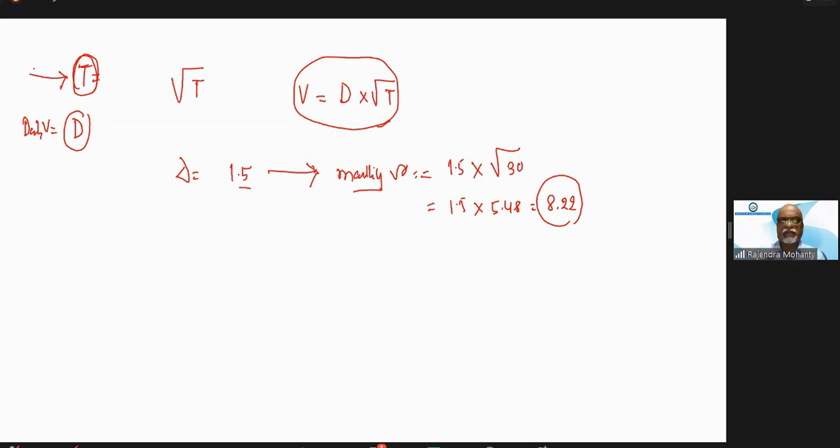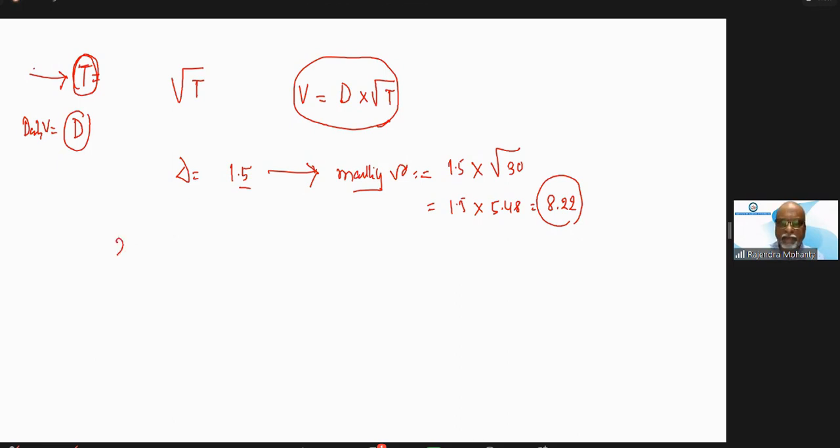Or it can be done the reverse way. If you know this formula, then you can do it the other way also. Is it clear? If volatility questions come like this, there is no problem.